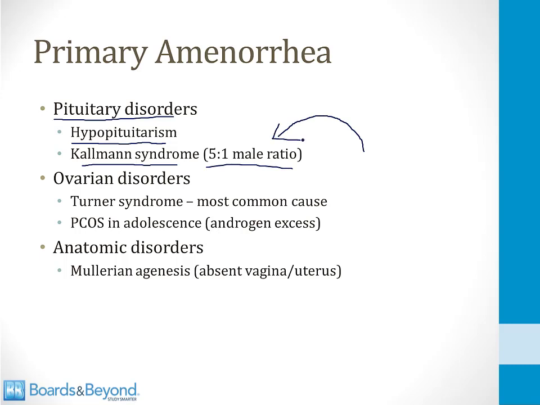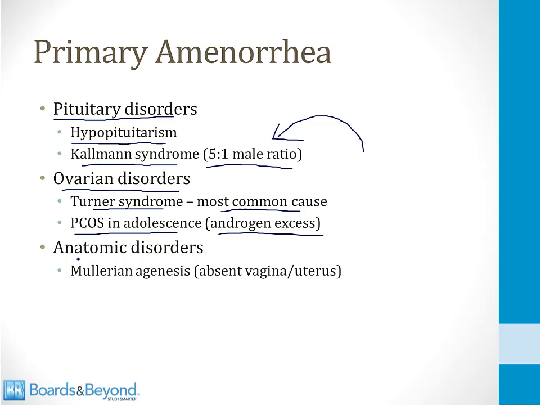female with primary amenorrhea. And then there are a number of ovarian problems that can cause primary amenorrhea. Turner syndrome is the most common cause of primary amenorrhea. In Turner syndrome, girls have gonadal dysgenesis, and I talk about this in a video in the genetics section. Polycystic ovarian syndrome, when it occurs in adolescence, can also lead to primary amenorrhea. In PCOS, there is an excess of androgen production in the female, and I talk about PCOS also in a video in the endocrine section.